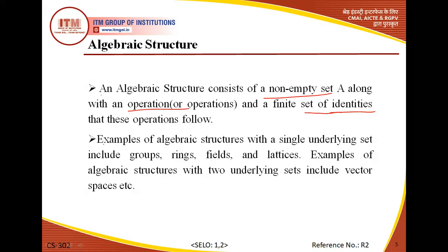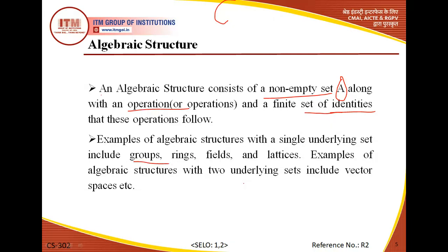Basically, what happens here is that we have just considered one set and one operation, or maybe more than one operation, and then we are talking about this particular algebraic structure. That is known as an algebraic structure with one underlying set. The examples could be groups, rings, fields, and lattices.